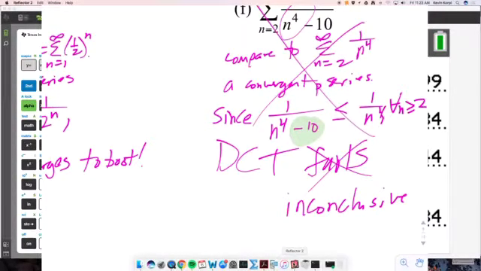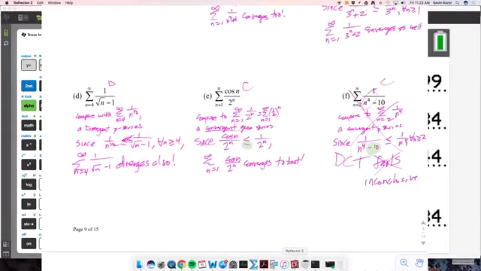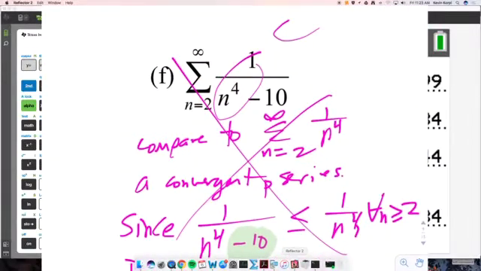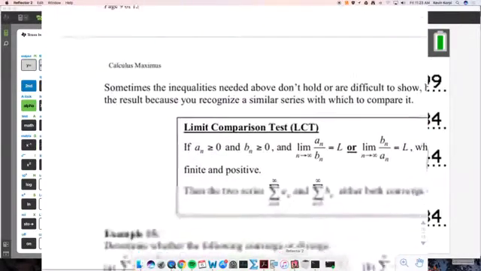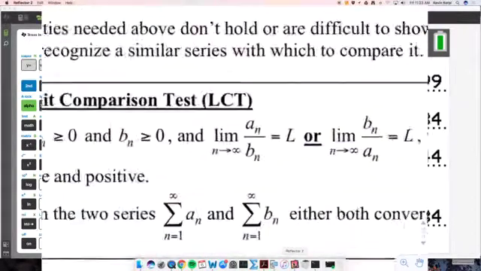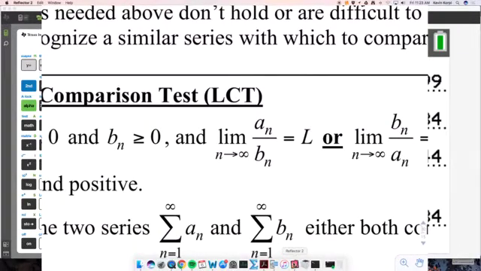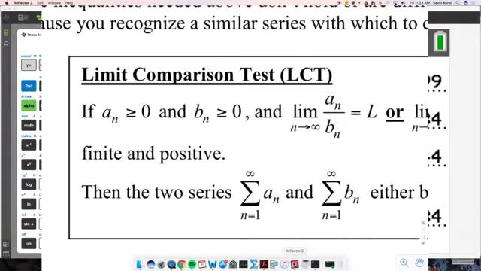What's nice about it is it's a two-way test. Your comparison tests are always two ways because the one you're comparing it to, you know something about, but it doesn't always work. So man, if there were a way to show that was true, because we so totally know that it does converge. That plus 10 versus minus 10 doesn't have any bearing. Well, there's another test for that called the LCT, which is the limit comparison test.